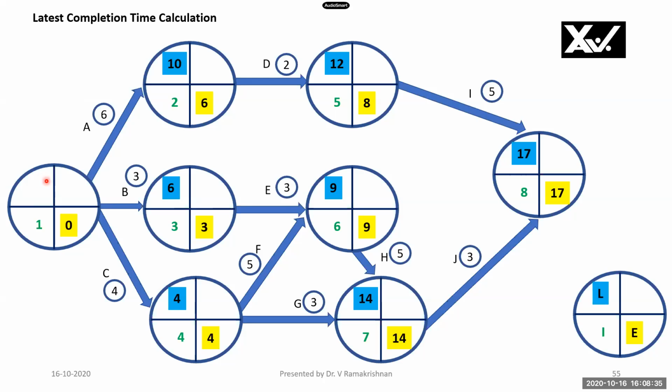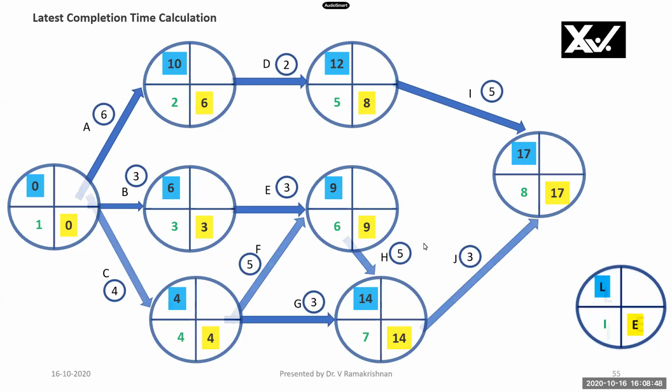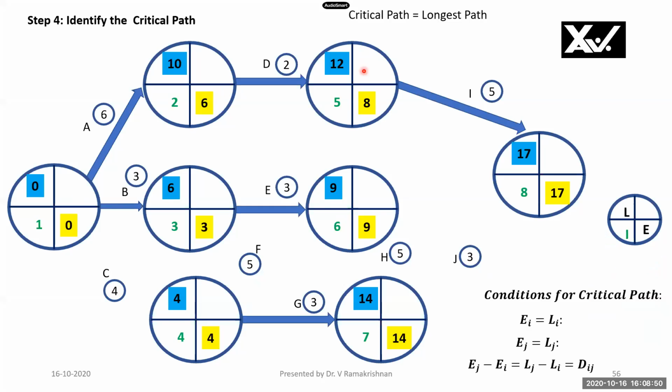10 minus 6 is 4. 6 minus 3 is 3. And 4 minus 4 is 0. So the least value is 0, so I'll put 0. So we have now completed all the times, E, earliest starting time, and L, latest completion time, in the network diagram. Now we will have to find out the critical path.